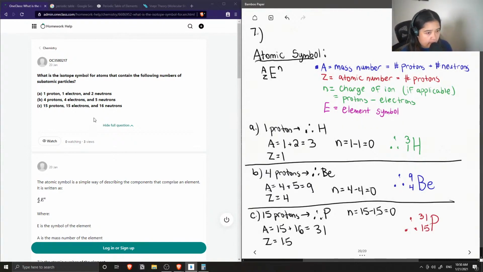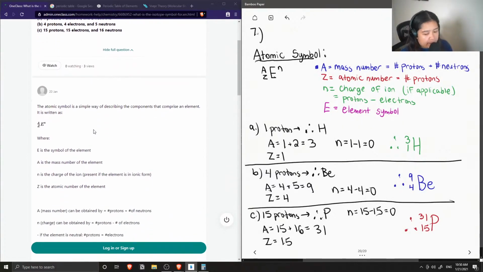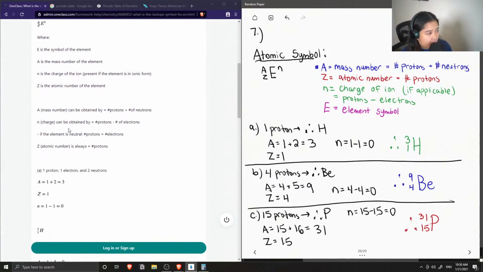Okay, so let's see what the junior tutor said. The atomic symbol is a simple way of describing the components that comprise an element. It is written as A, Z, E, N. E is the symbol, A is the mass number, N is the charge, Z is the atomic number. Mass number can be obtained by number of protons plus the number of neutrons. The charge is protons minus electrons. If the element is neutral, they're the same value. And finally, the atomic number is always the number of protons.